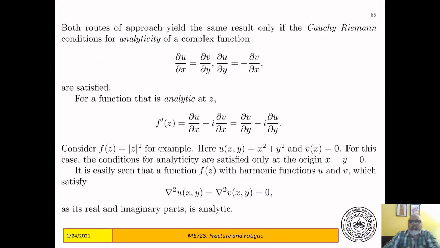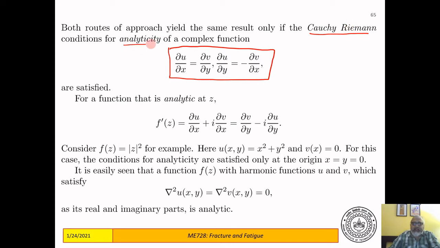Okay, so the condition for analyticity of a function of complex variables to have derivatives at a particular point is that its real and imaginary parts must satisfy these two equations, ∂u/∂x equal to ∂v/∂y and ∂u/∂y equal to minus ∂v/∂x, which are called the famous Cauchy-Riemann conditions for analyticity of a complex function.